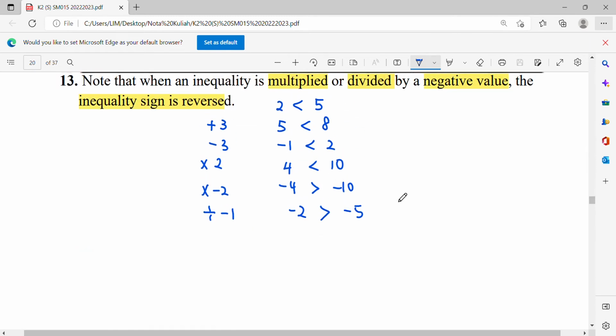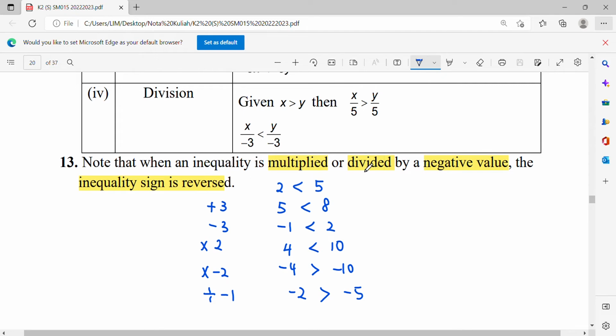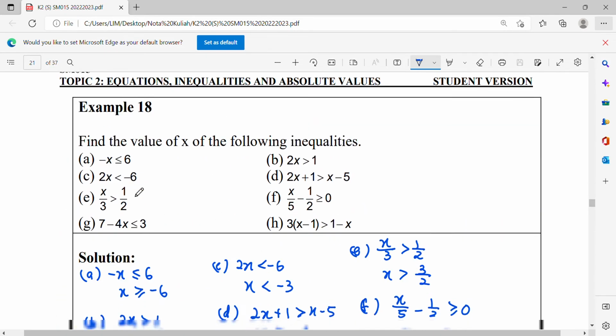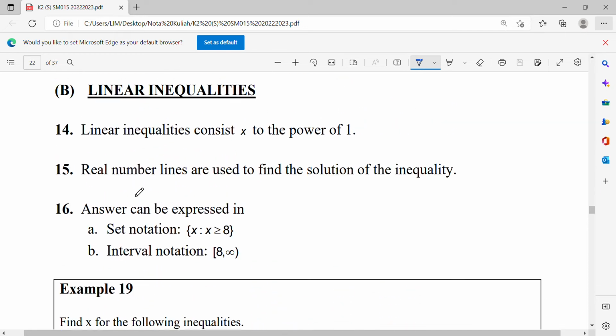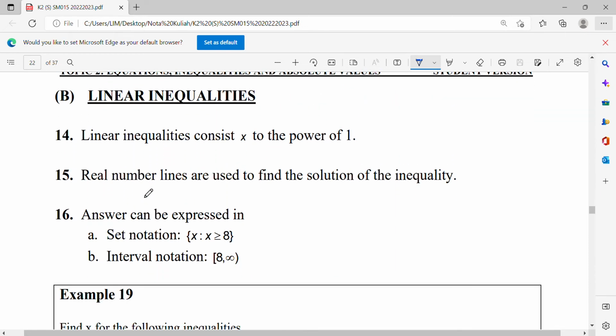Just be careful when you multiply or divide by a negative value, you need to reverse your sign. Our answer can be expressed in set notation or interval notation. Set notation uses the set symbol. For interval notation, like we learned before in topic 1, it will be a closed bracket for values included, and an open bracket for values not included.